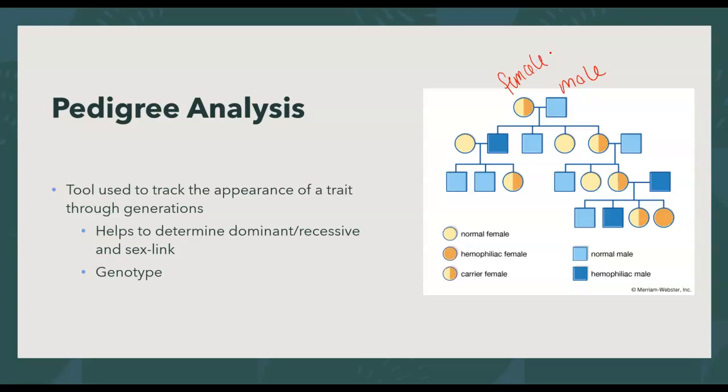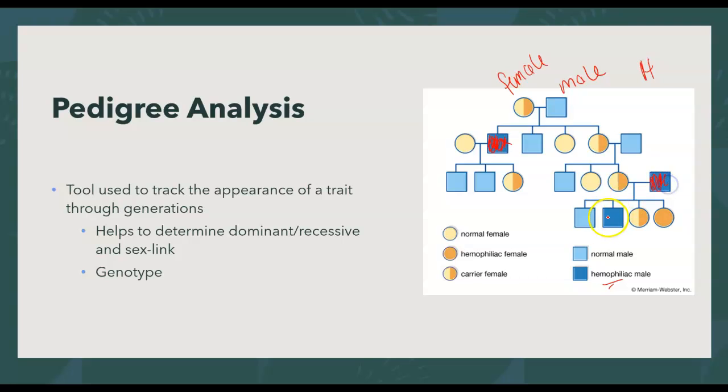If a person has a disorder, whatever disorder you're looking for, so let's say we're looking at hemophilia here, the square or the circle will be completely shaded in.